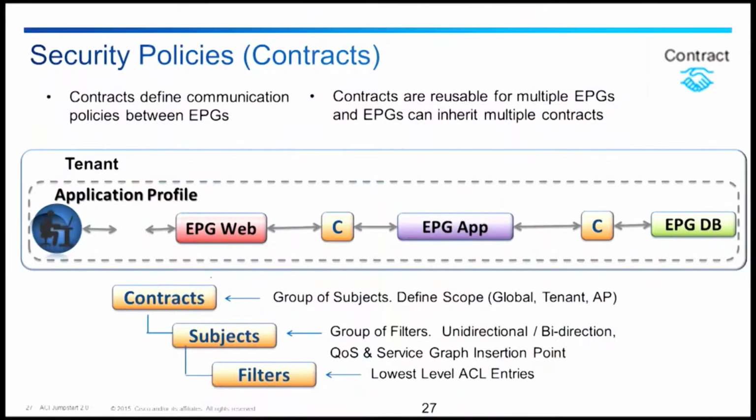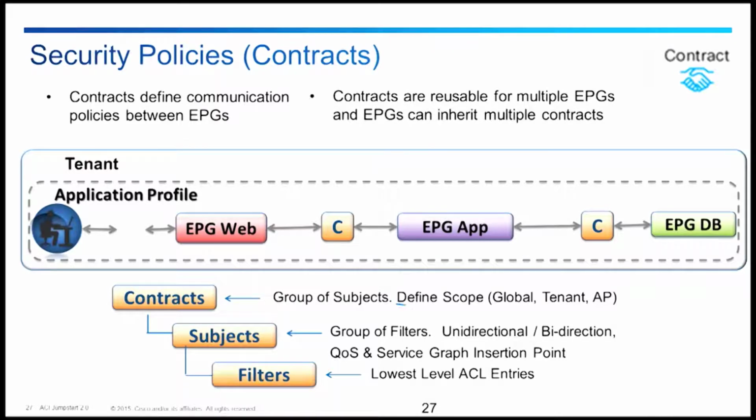Now our contracts are made of multiple levels of policy. At the very high level, we've got the contracts, and to a contract we give a group of subjects. The reason we have multiple levels of this contract is for reuse. I may have subjects and filters that I can use across multiple contracts. Just because I use a port 80 allow, I may want to use that across multiple applications or multiple contracts. So we really have a high level of policy reuse inside of the ACI fabric.